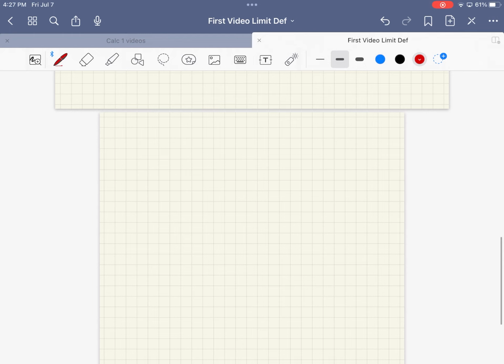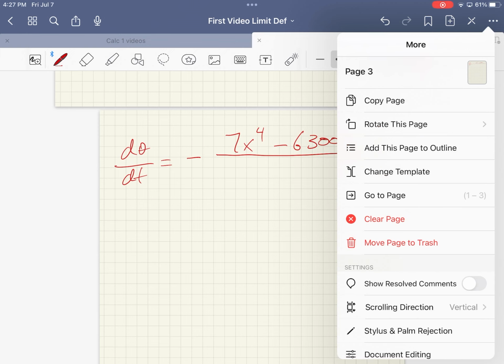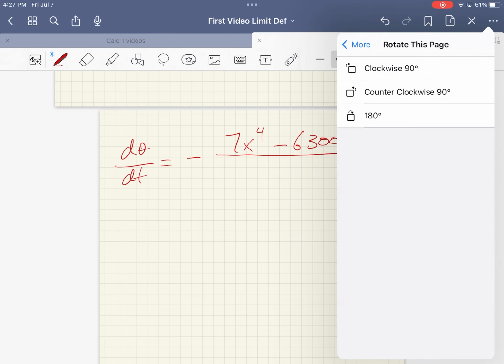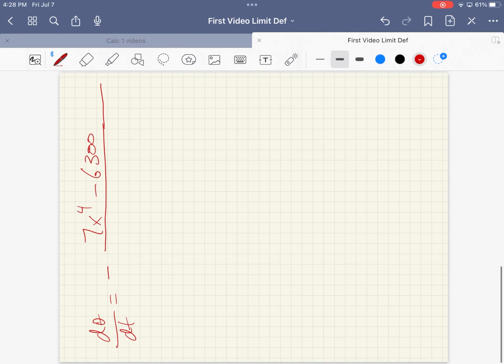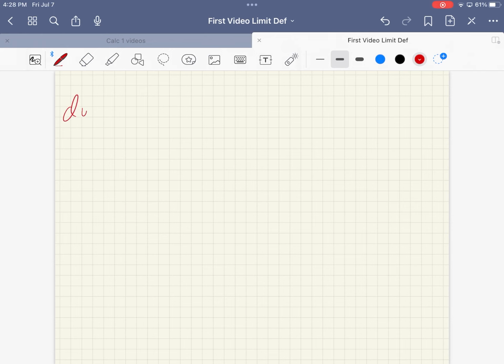Okay, so the derivative should be, so if I have d theta dt, it winds up being this, negative 7x to the fourth minus 6,300 all over, let me do this, let me rotate this page here. I'm going to start over on that. I apologize, guys. But I think it'll be easier to see.